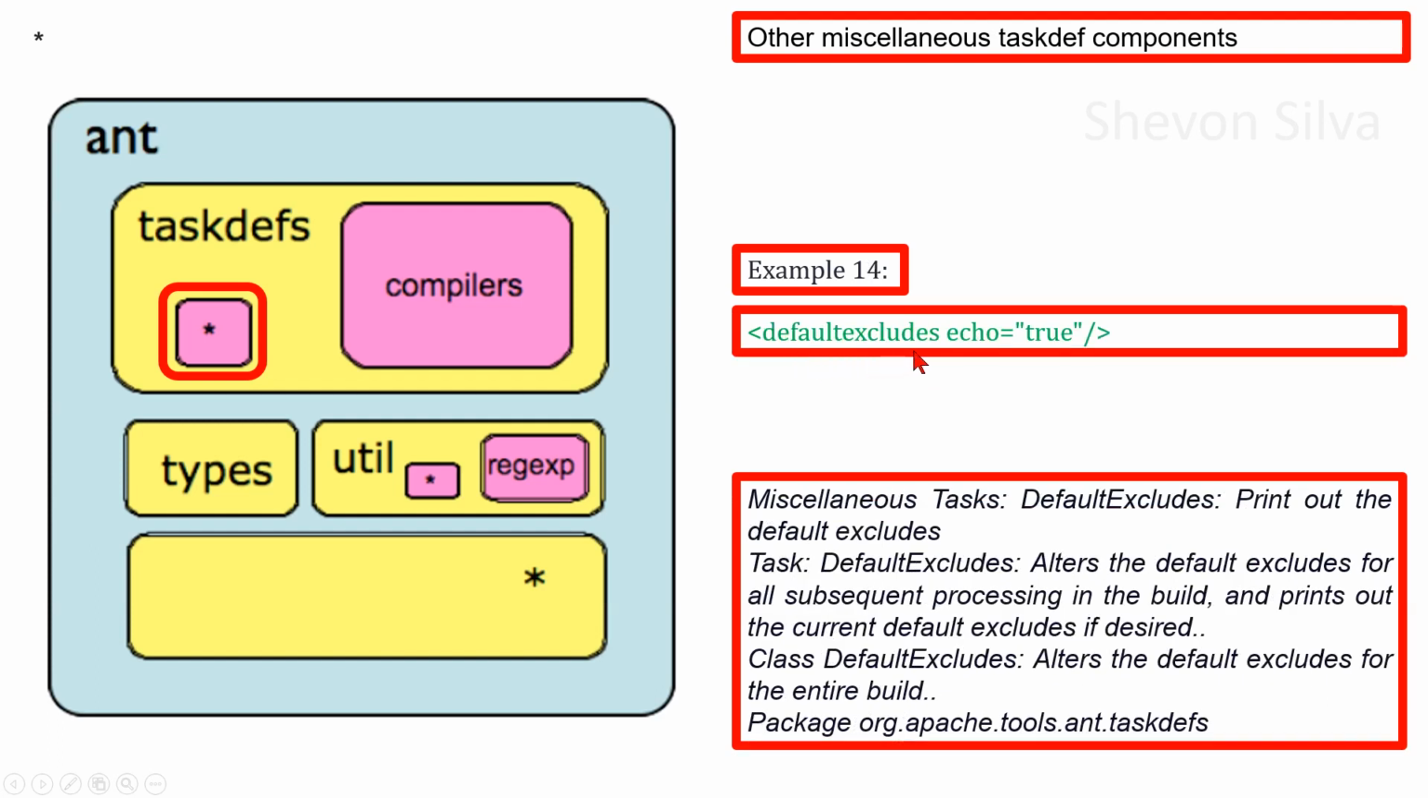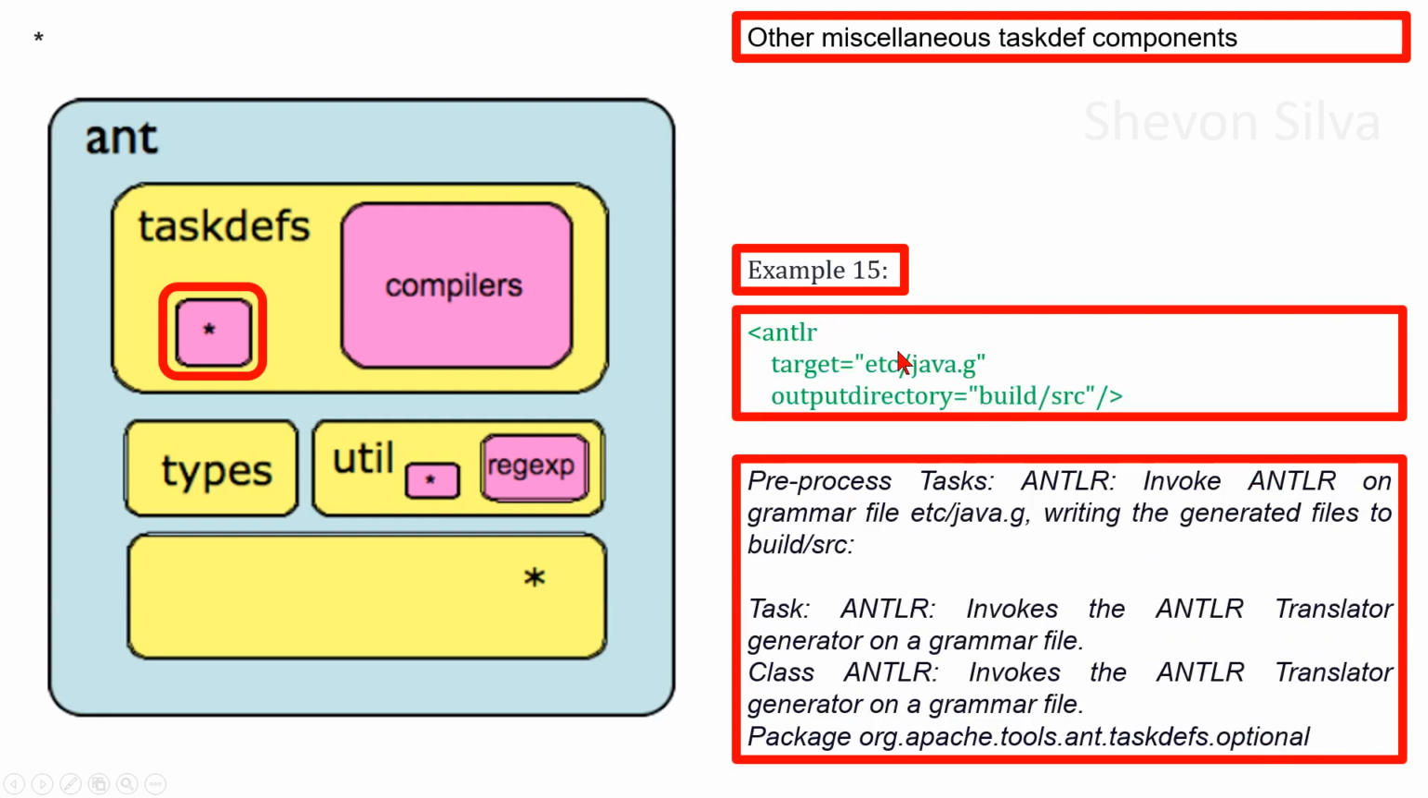Now we are considering defaultexcludes in miscellaneous tasks. Print out the default excludes. The task defaultexcludes alters the default excludes for all subsequent processing in the build and prints out the current default excludes if desired. With regard to the API, class DefaultExcludes alters the default excludes for the entire build. This is in the package org.apache.tools.ant.taskdefs.